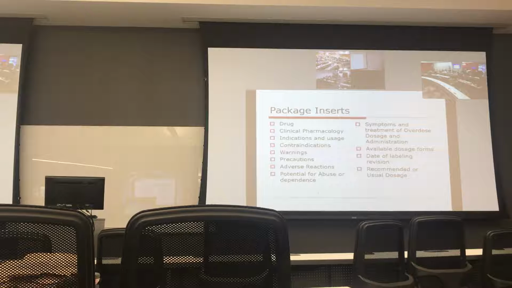These are all the things that are required to be contained in the package insert. Again, I'm not going to ask you to go through and list those, but make sure you can look at a list and see what should be on there. Do realize it has to have the date of the latest label revision, so you can be assured that it's the most up-to-date information if you're trying to compare it to some other products.